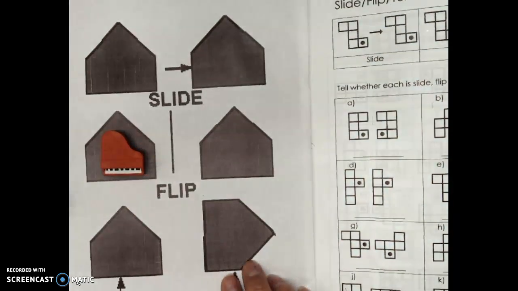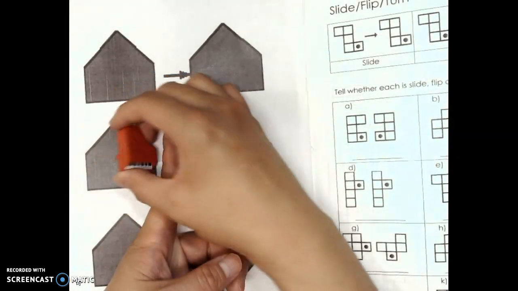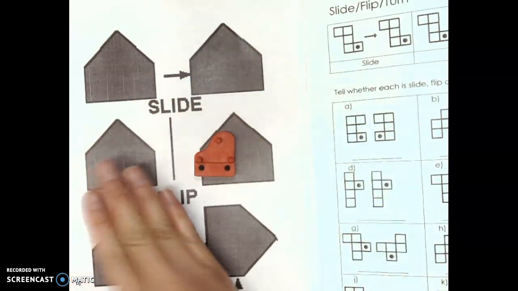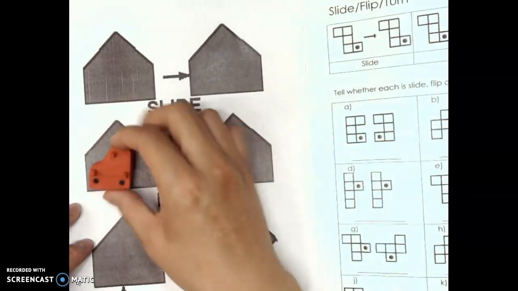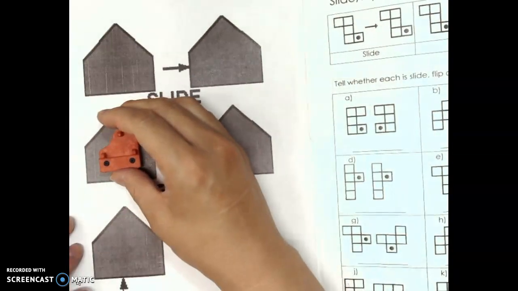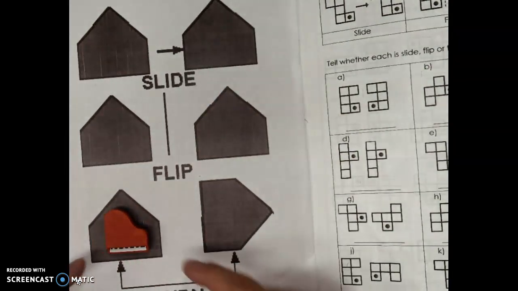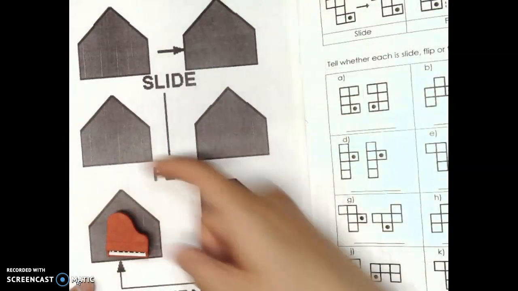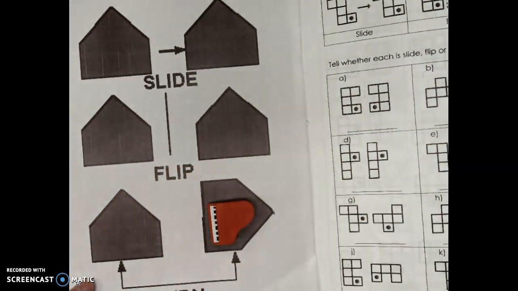When you flip something, you'll have a line like this, and it's going to flip over. It can flip over in the same place too. This can be a flip. A turn, you will rotate this way or the other way, like this.